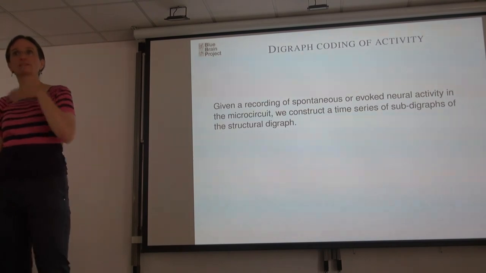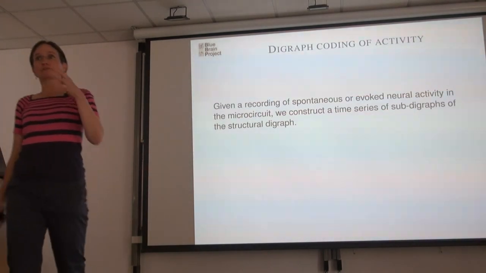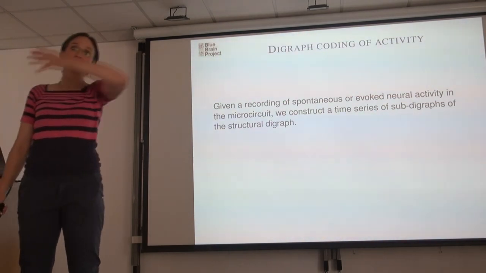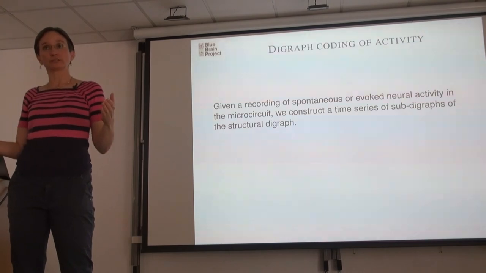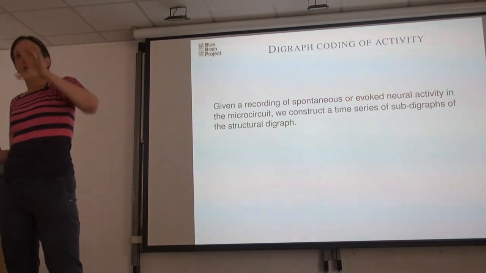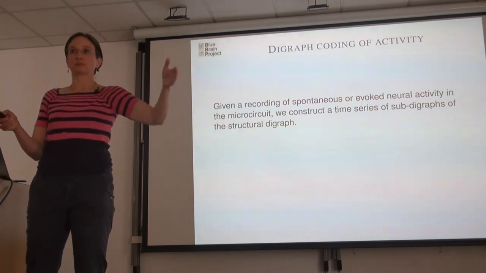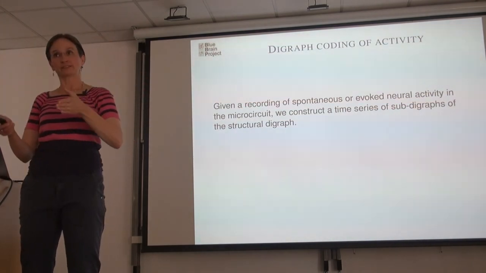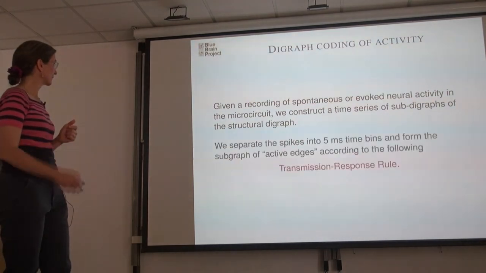What we're going to do is a kind of coding for activity in terms of digraphs. For the microcircuit, we have this underlying structural digraph that tells us which neurons are connected to each other. And starting with that digraph, we're going to encode activity as a time series of subgraphs of that digraph. It's a sophisticated mathematical kind of coding.